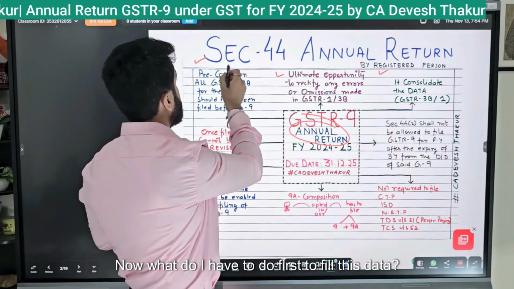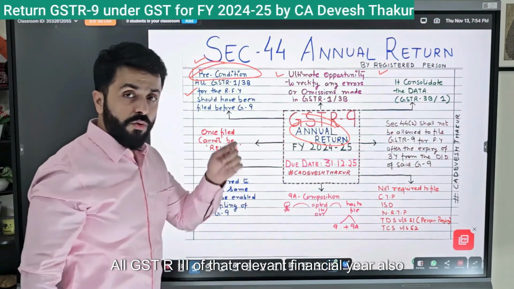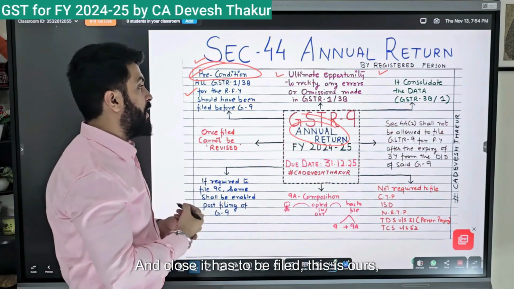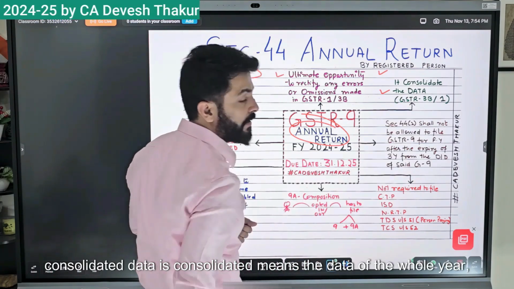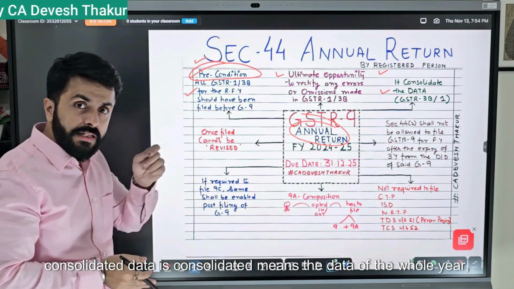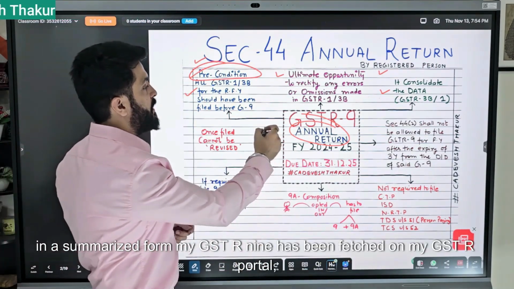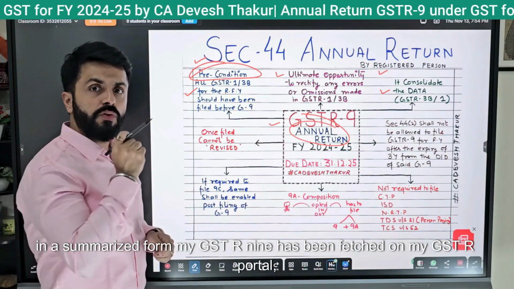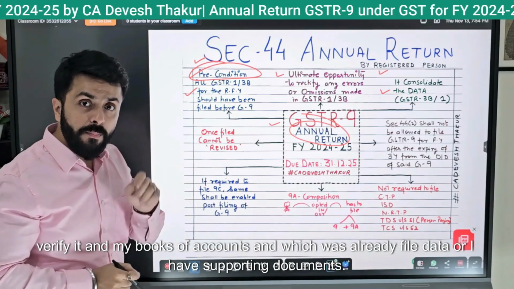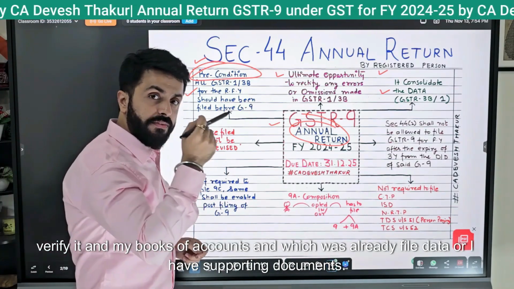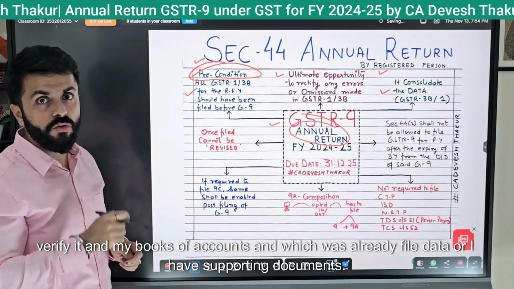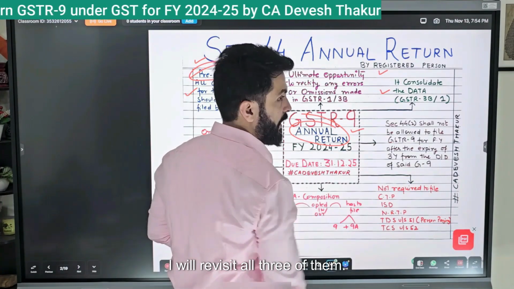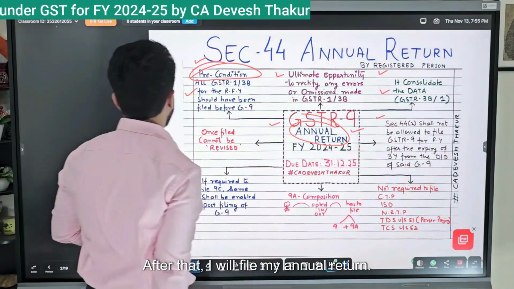Now what do I have to do first to fill this data? All GSTR-3B returns of that relevant financial year also have to be filed and closed. This is our consolidated data, meaning the data of the whole year in a summarized form. My GSTR-9 has been fetched on my GST portal. Now I will cross-check and verify it with my books of accounts, the already filed data, and the supporting documents. I will revisit all three of them. After that, I will file my annual return.